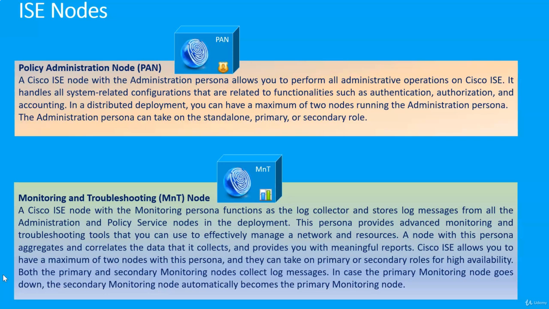An administration node is a Cisco ISE node with the administration persona. This persona allows the node to perform all administrative operations of Cisco ISE. It handles all system configurations that are related to functionalities such as authentication, authorization, and accounting. In a distributed deployment, you can have a maximum of 2 nodes running the administration persona.